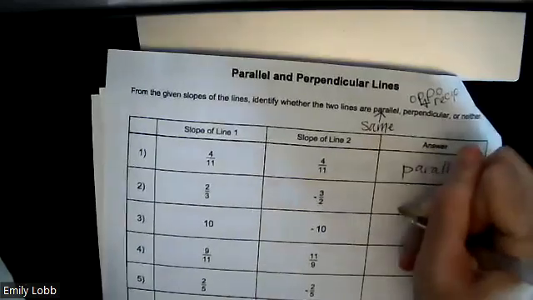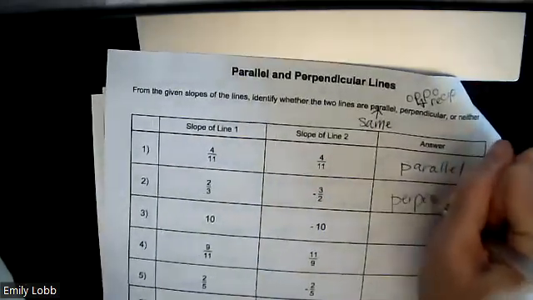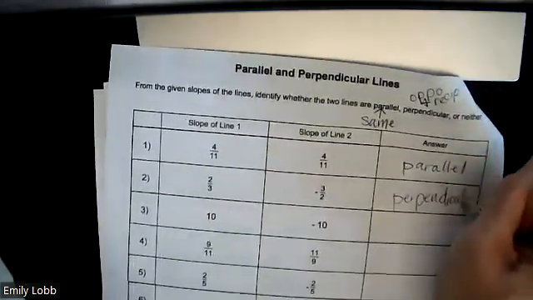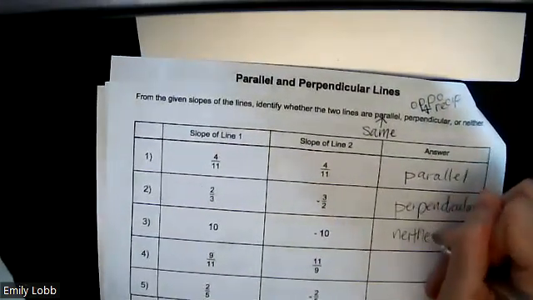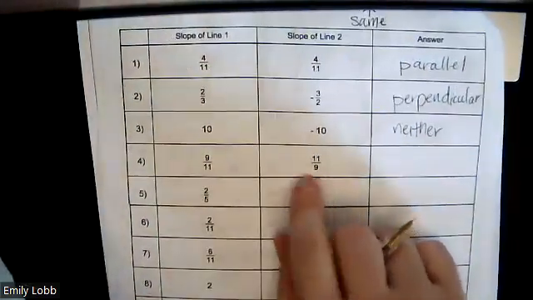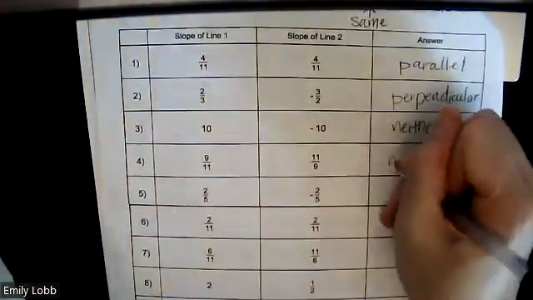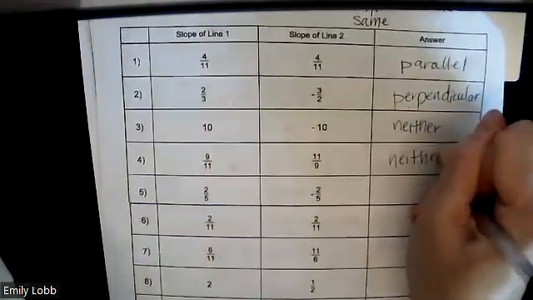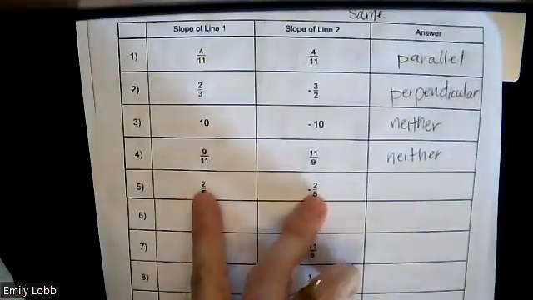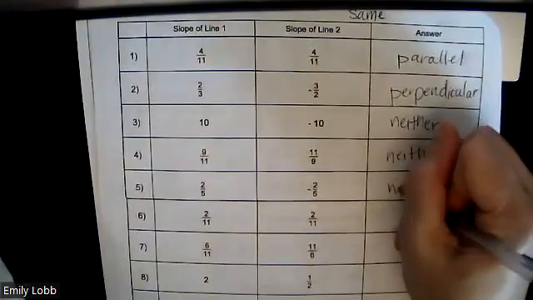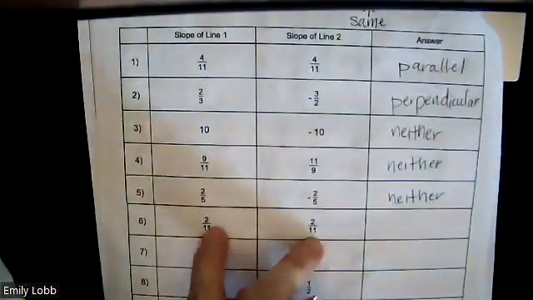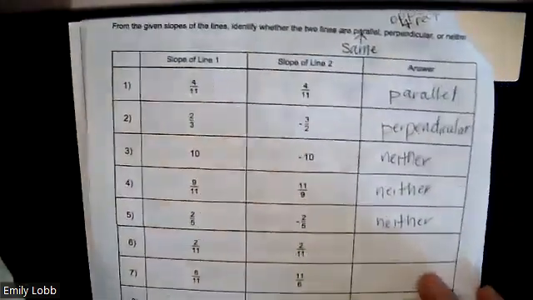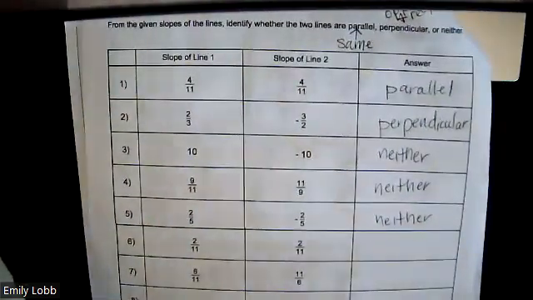Parallel, perpendicular, neither. So this one would be neither because they are reciprocals but not the opposite. And this next one, they're the opposite but not reciprocal, so they would be neither. But when they're the same, we have to know that they are parallel. All right, so I'm gonna let you finish off page 4.